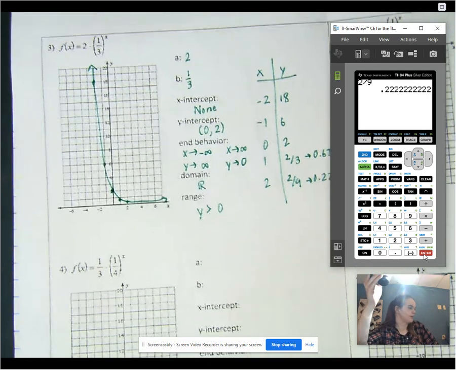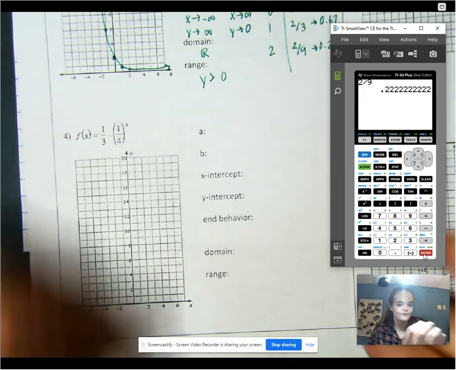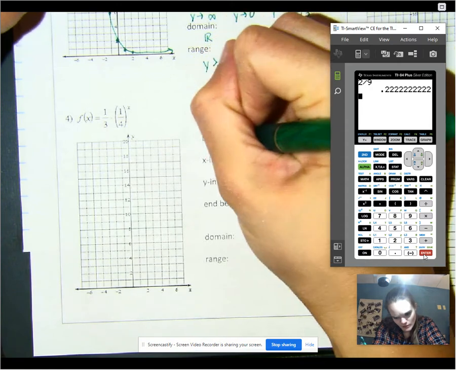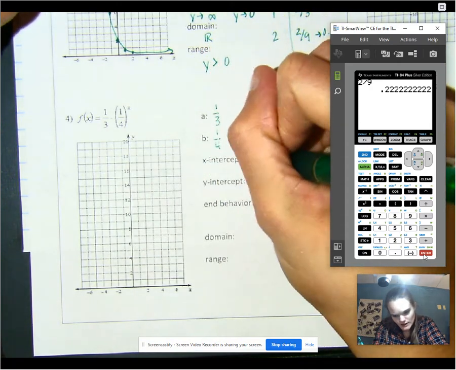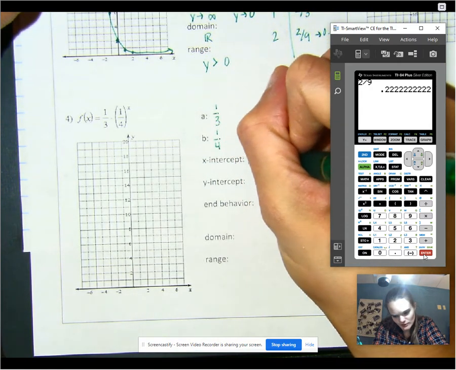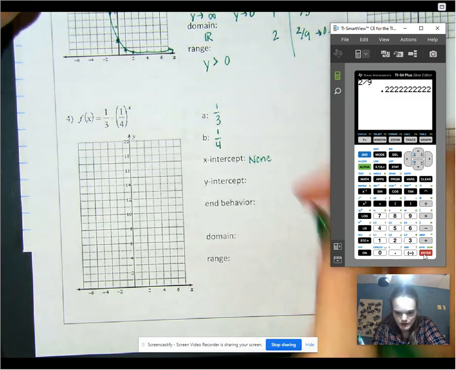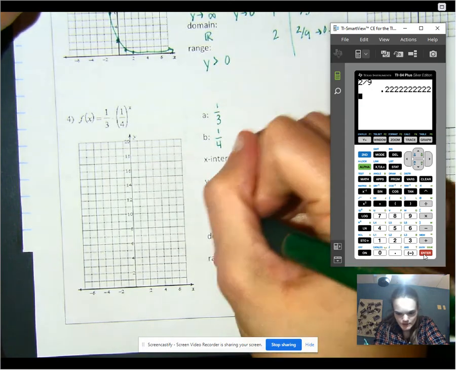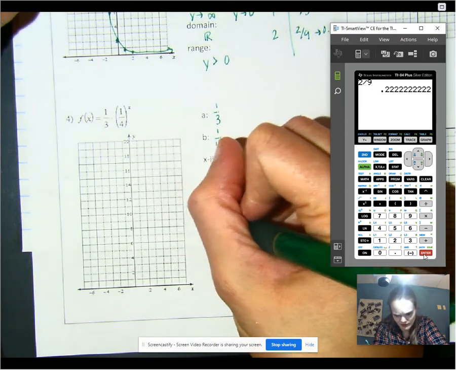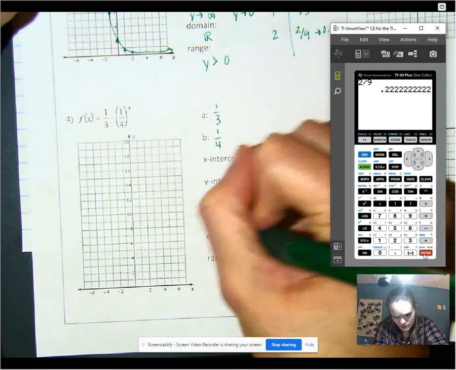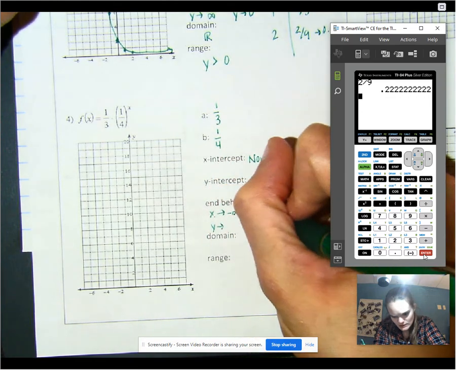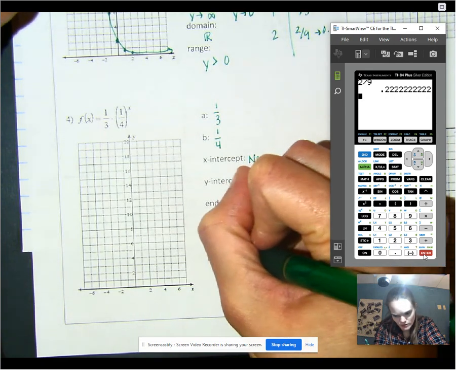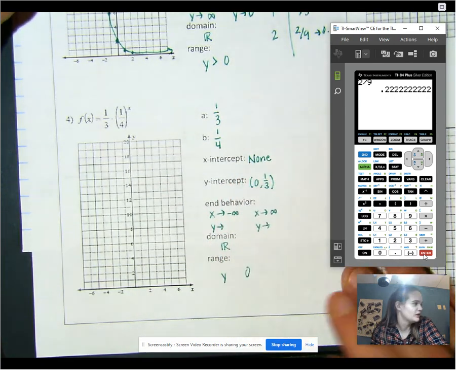Number 4. They are both fractions this time. 1/3, 1/4. The x-intercept, it does not have plus or minus, so it's none. The y-intercept is 0, 1/3. I accidentally think I said end behavior, which we don't know until we graph it. Domain is all real. Range is y is something compared to 0.